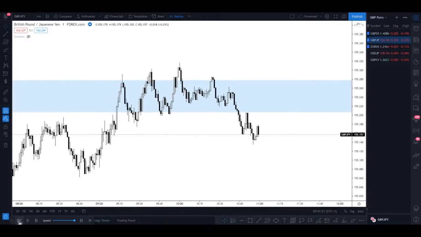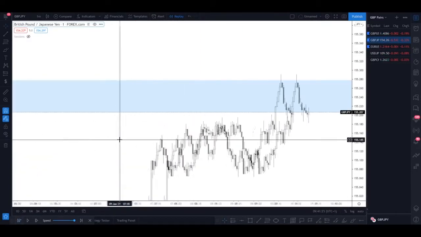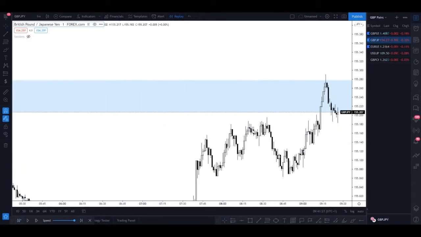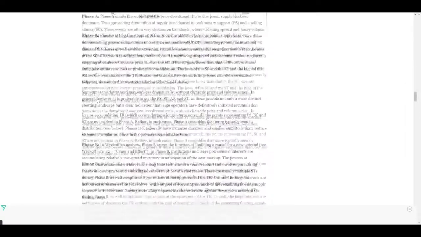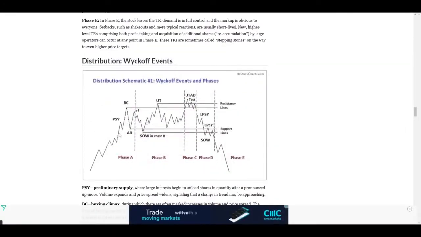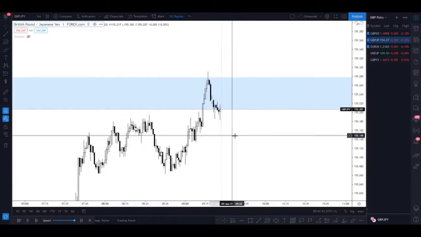So what do we see over here? What I'm seeing is Wyckoff. Now I'm not going to make this confusing. I'm going to keep this as simple as possible. Let me actually open up a Wyckoff distribution, and boom, let's look at this. We have our PSY, BC, AR. Let's look at our PSY, BC, AR.